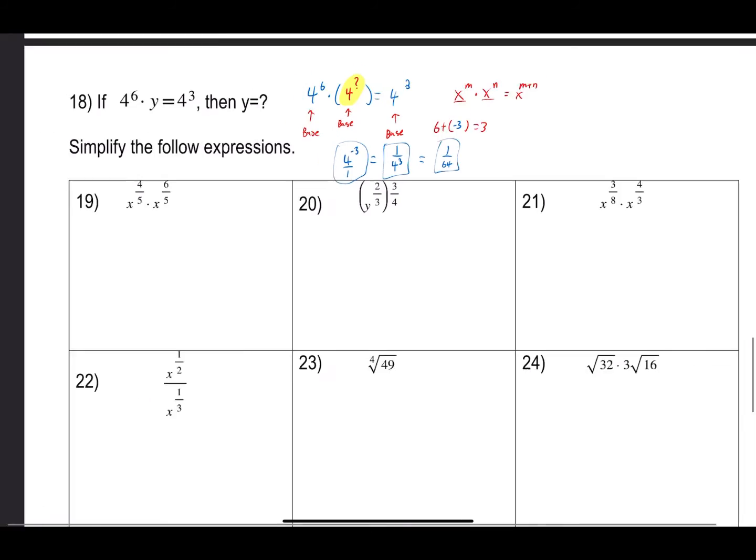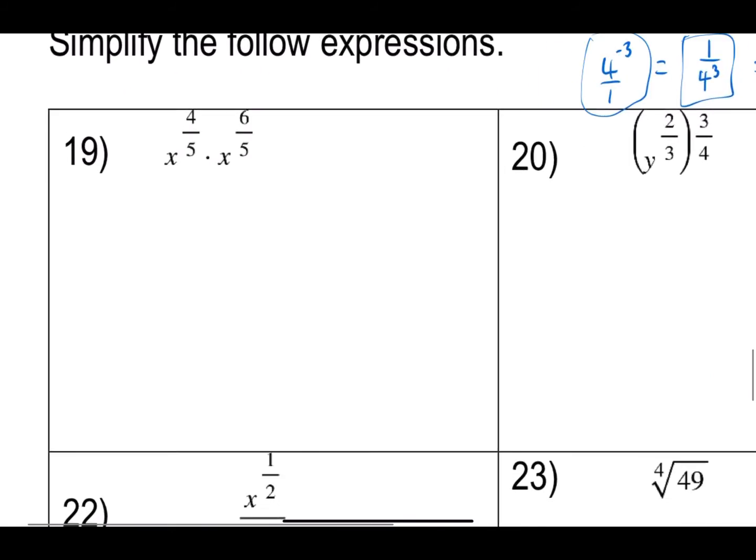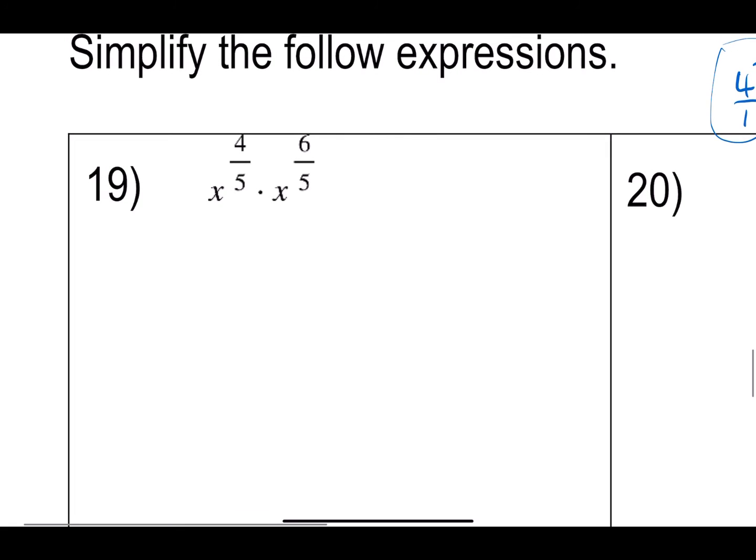Okay. Moving on to the rest of the page, we have number 19, which is the very basics: if you have base times like base, then we add their exponents. Does not matter what the object is. In this case, it's 4/5 and 6/5. You just need to know x to the something times x to the something, you add the 2 somethings. And in our case, it's 4/5 plus 6/5.